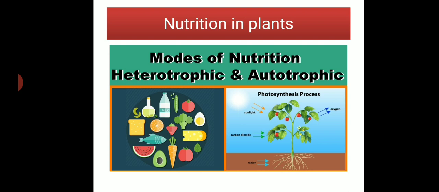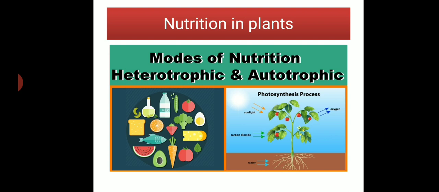First, it is the mode of nutrition in which organisms make food for themselves by the process of photosynthesis. It is called autotrophic mode of nutrition. These organisms are called autotrophs. Green plants are the example of autotrophs.